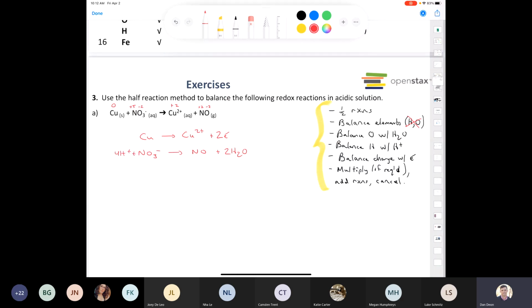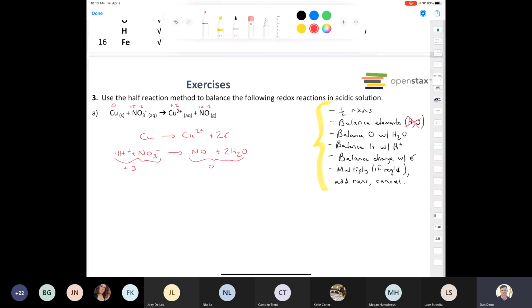Now I'm going to evaluate the charge on each side. Well, if I look at this side, I have +4 and -1. So that means I've got +3. And on this side, I have 0. I got nothing. So which side am I going to add electrons to? To the left-hand side or the right-hand side?